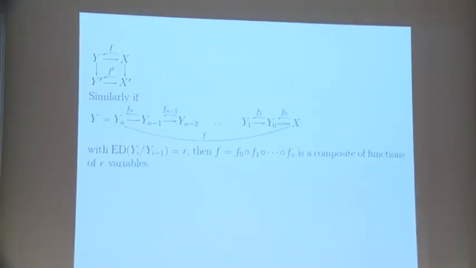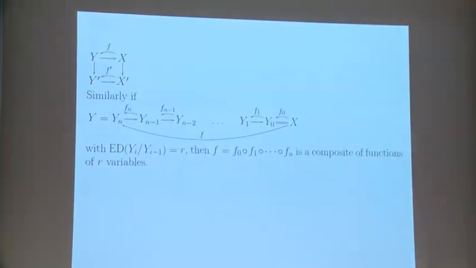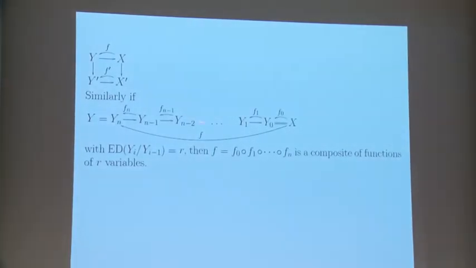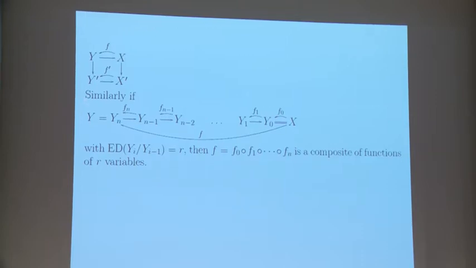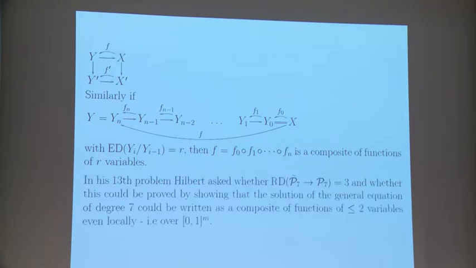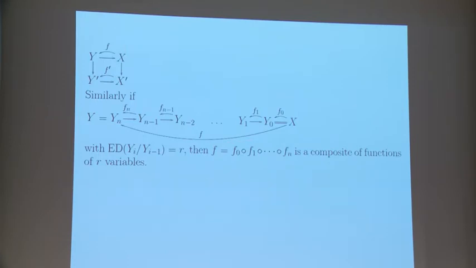Okay, so there's our diagram. And now let's think about the situation of a composite. So if you have a tower like this, and each one of these has a central dimension equal to r, say, then you choose sections like this. And then if you think about what's going on, this composite section is a composite of these sections, and each one of them has r variables. So this kind of section is given by a function in r variables.